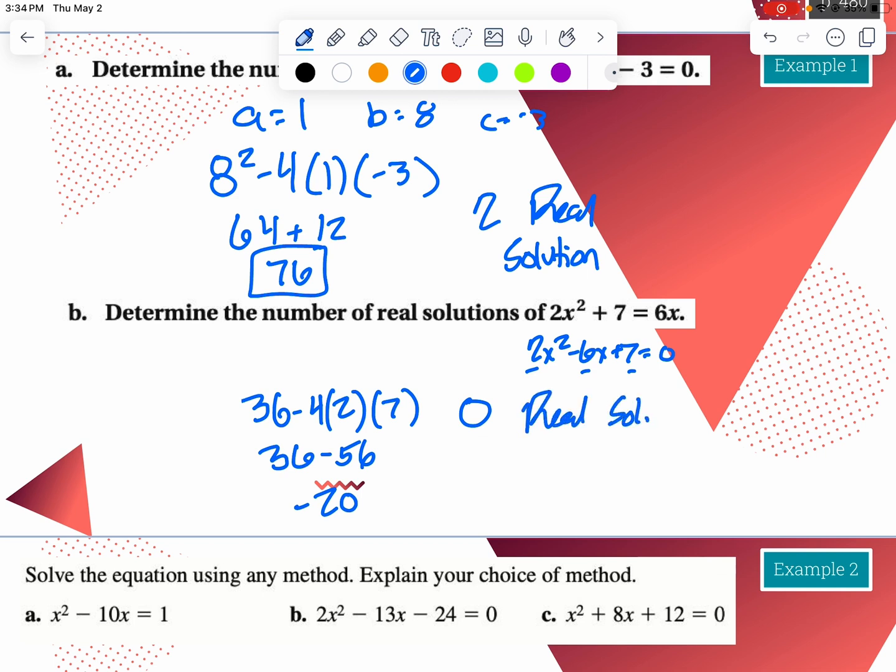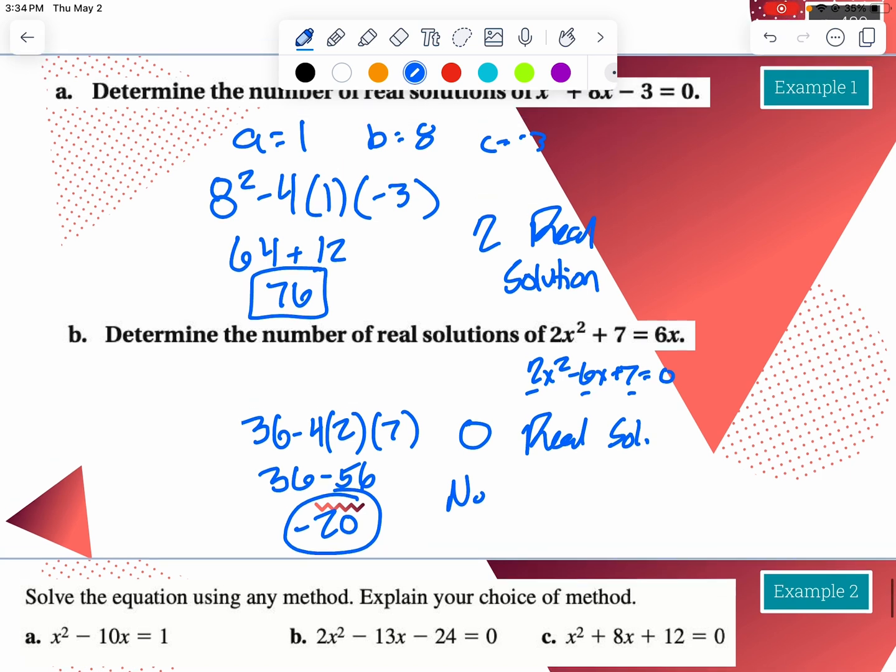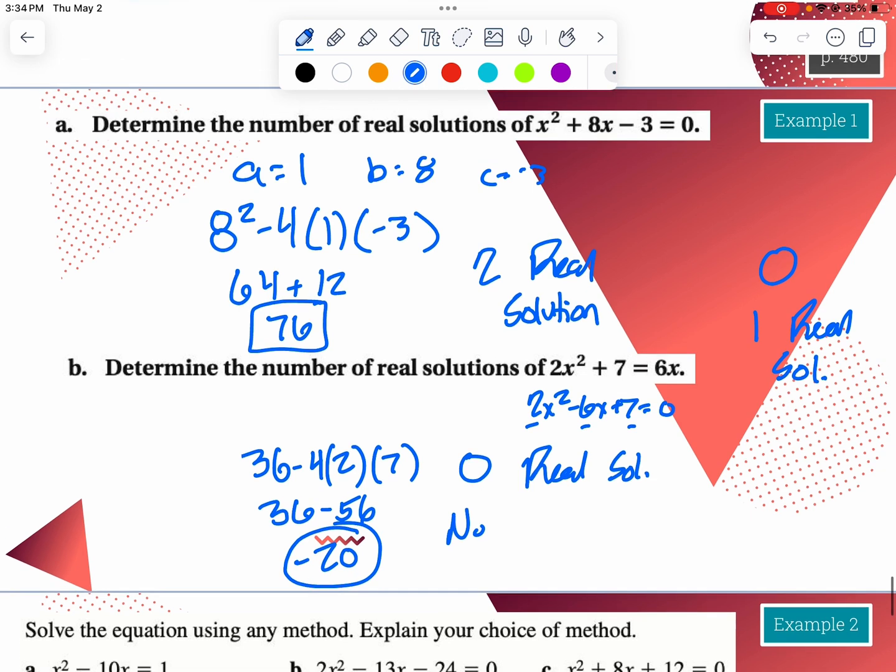Or I would, well, no, we'll get to that later in Algebra 2. We have 0 real solutions. We have no real solutions. They asked us what number is the discriminant. Well, the number that's under the square root, the discriminant, is -20. That tells me we have no real solution. Again, if we got a discriminant of 0, that would mean that we have 1 real solution.